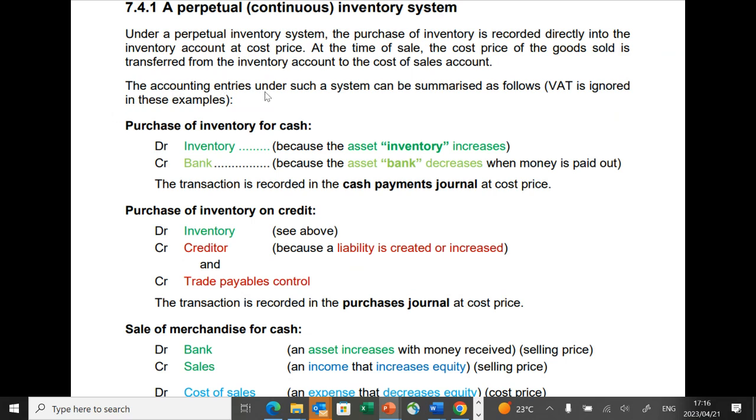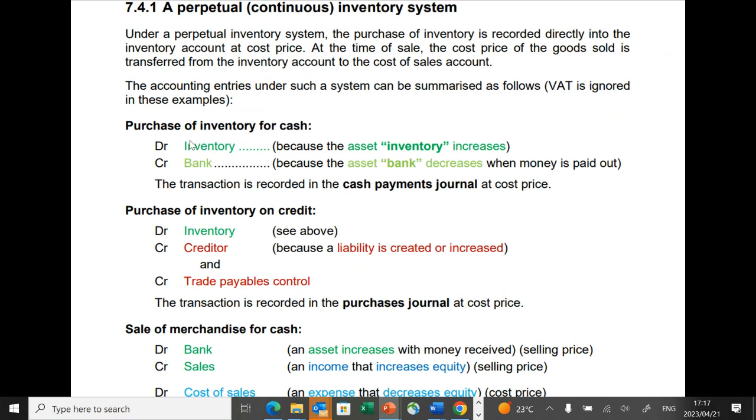Here they're saying the accounting entries under such a system can be summarized as follows. VAT is ignored in these examples. So we are dealing now with the perpetual or continuous inventory system. When you purchase inventory for cash, what is it that you're going to debit? You debit inventory. The reason is that inventory is coming in and inventory is an asset. Asset increases on the debit side. What are you going to credit? You've used cash, so your bank is decreasing. We know that bank is an asset. It decreases on which side? On the credit side. So this is the journal entry that you have debited and credited.